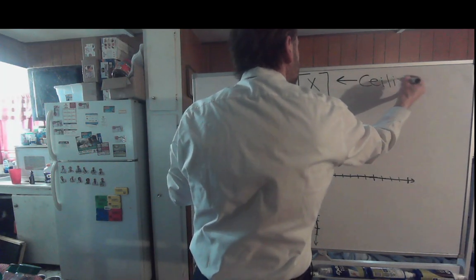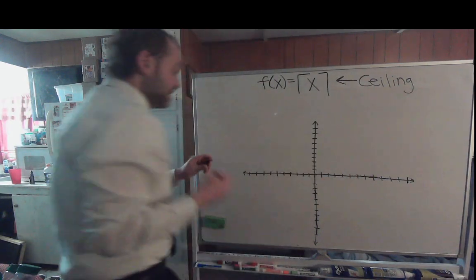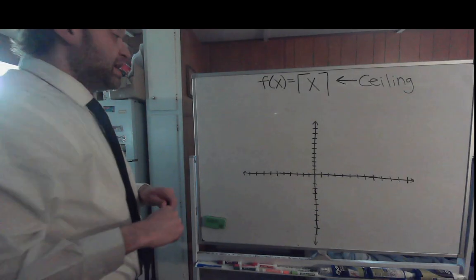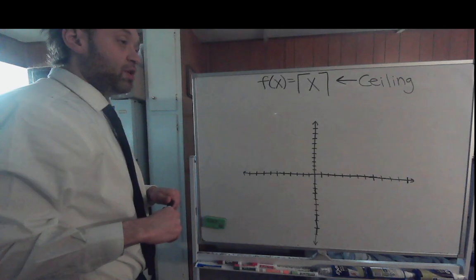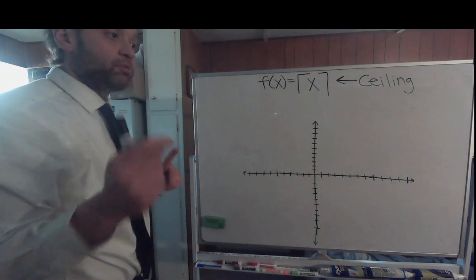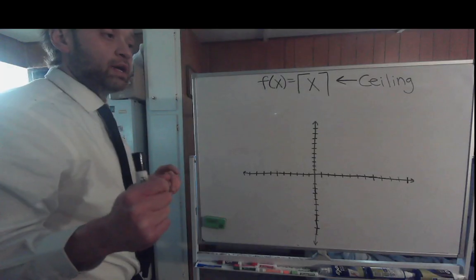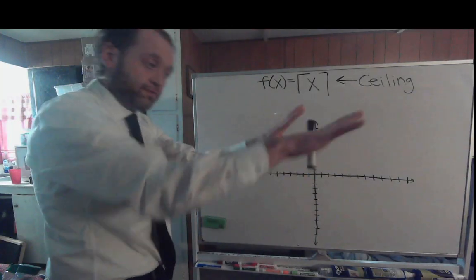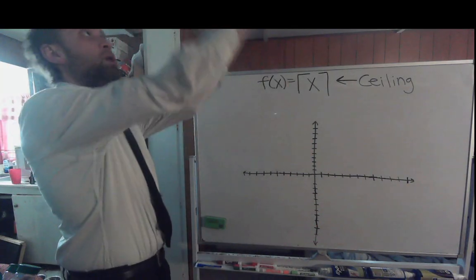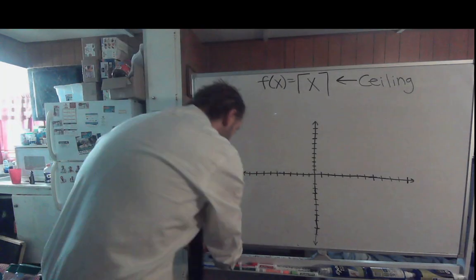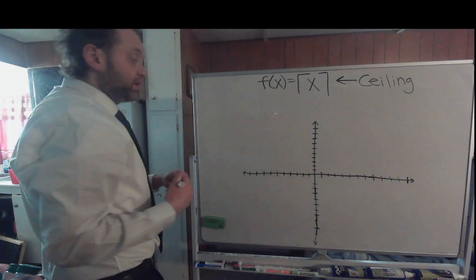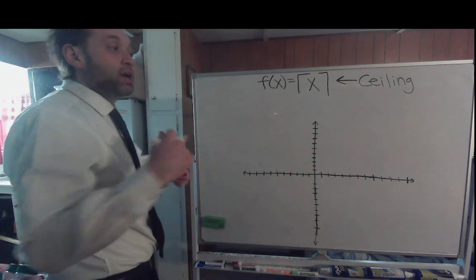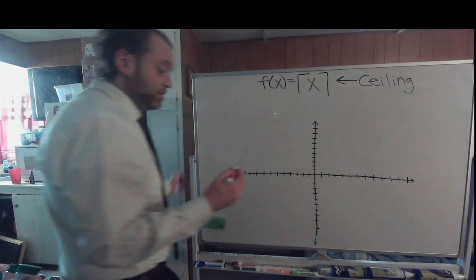So what does the ceiling function do? The ceiling function is different. If I put in f of 0, every number between 0 and 1 will automatically round up. The ceiling rounds it up. So you think of the floor, you stay down. The ceiling, you go up. You round up. So every number between 0 and 1 on the x-axis will automatically round up to 1 for your y value.